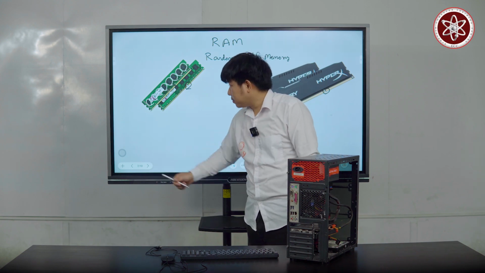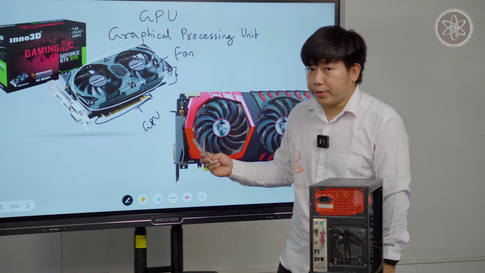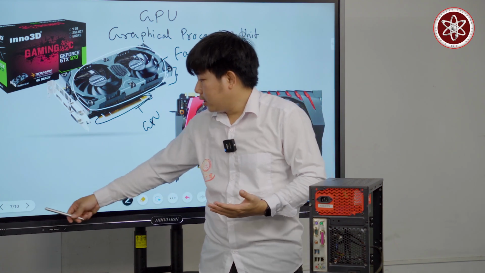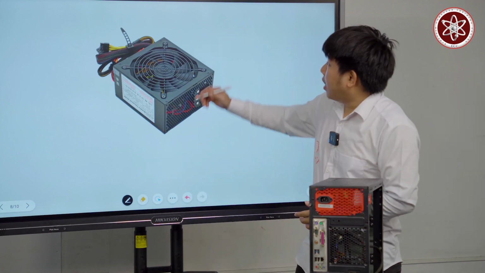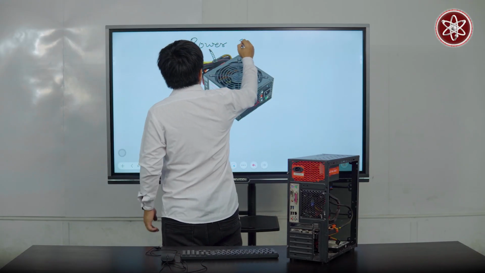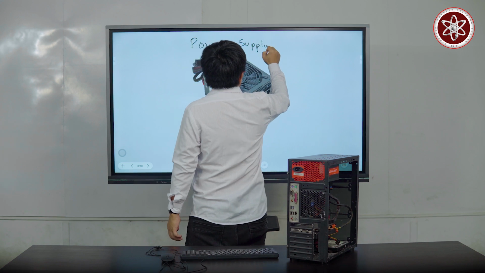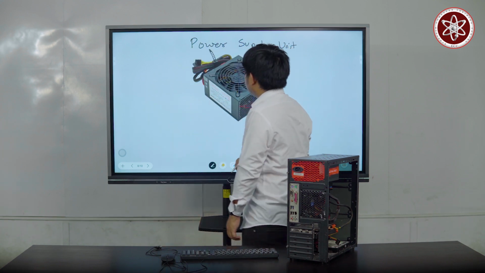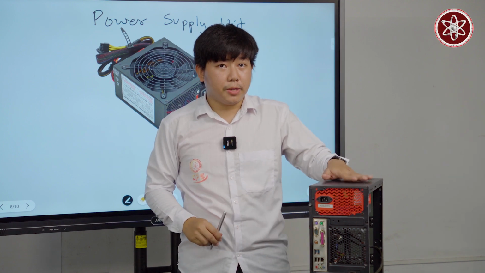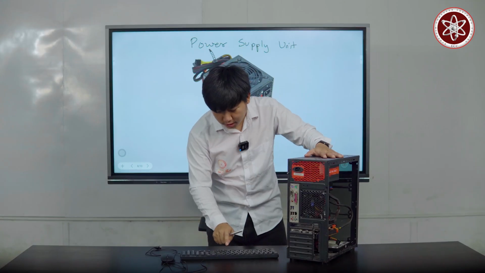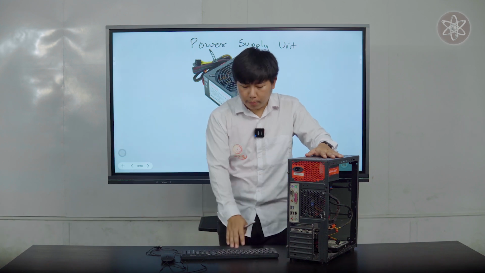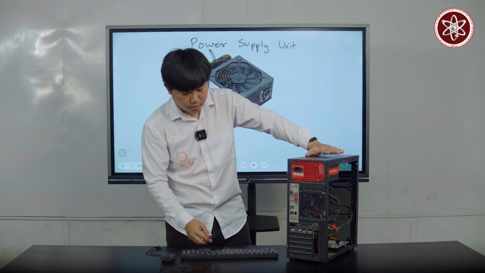So let's continue. For the GPU, as we have learned, it improves the display quality. And this is the power supply unit. This supplies the electricity required to the CPU, not only to the display, but also to the keyboard and mouse.